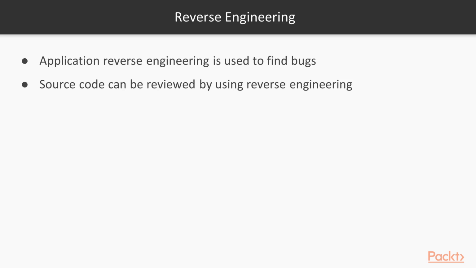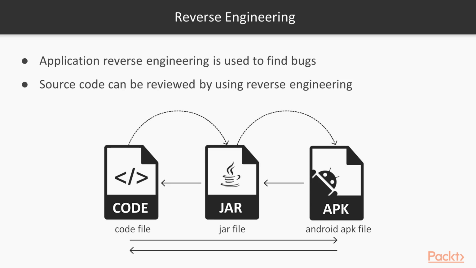So let me tell you what reverse engineering is. Reverse engineering is quite simple. For example, if there is a file, an Android APK file, reverse engineering means reversing the process. So now it will be converted into a jar file, right? And then it will be converted into the code files where I can check all the code available inside the app. So this is called reverse engineering. It is just the reverse of the process, right?